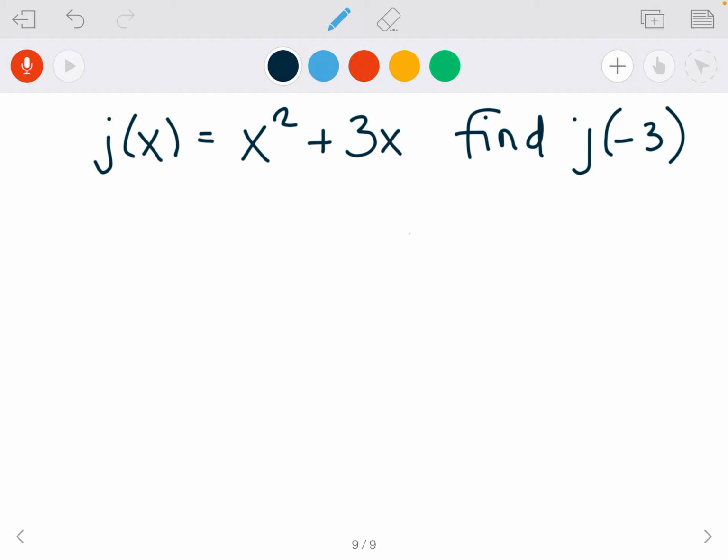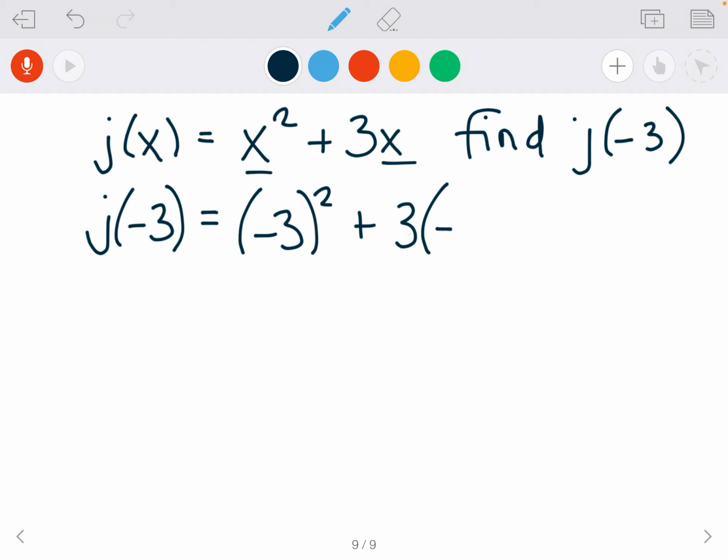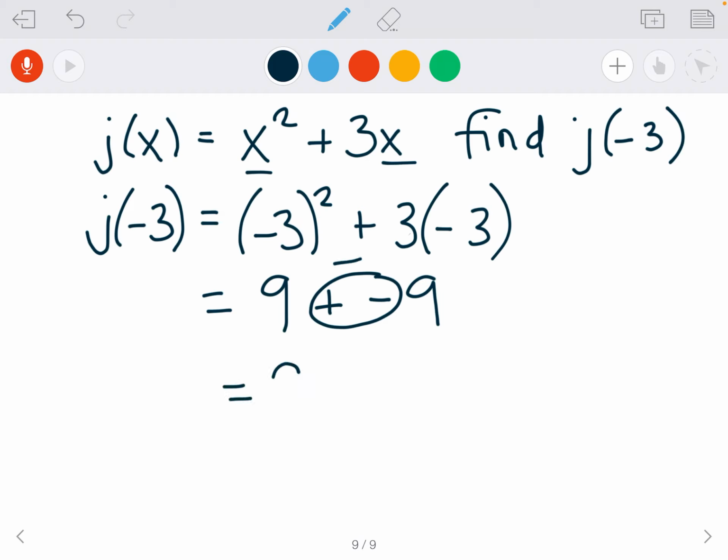All right, so we have j of x equals x squared plus 3x, and we're going to find j of negative 3. So even though we have 2 places where x is, that just means we're going to put negative 3 in twice, okay? So same process, copy the problem, substitute inside parentheses, and this time we're going to substitute in both places, right? Because I have 2 x's, so I'm going to substitute twice. And then simplify. Negative 3 squared is 9. And 3 times negative 3 is negative 9. Well, what happens when you have a plus minus? You may remember that turns into a minus, and 9 minus 9 is 0.